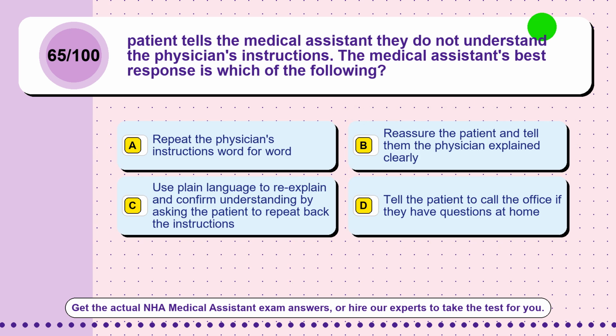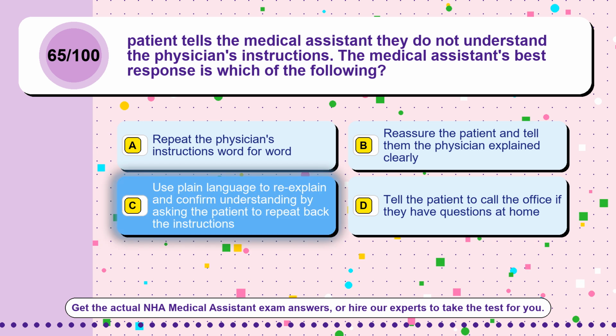Question 65. A phlebotomist needs to collect a specimen for a complete blood count, CBC. Which color tube should be selected? Option A. Red. Option B. Green. Option C. Light blue. Option D. Lavender. The correct answer is option C.